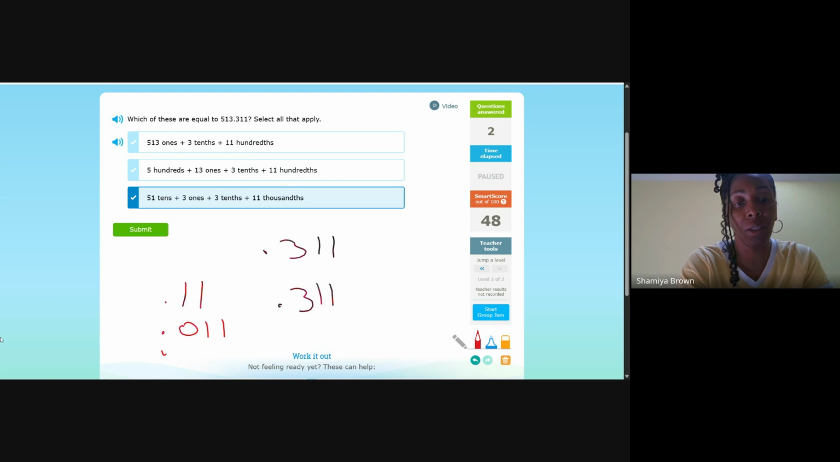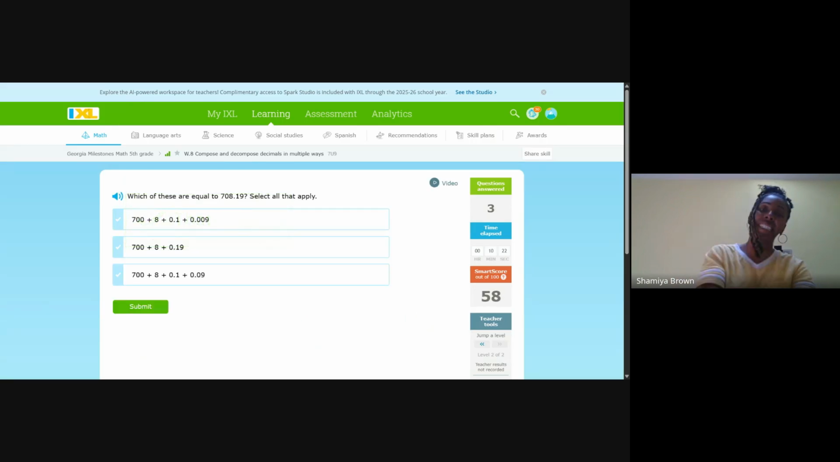Because if I put the 3 in the tenths place and then I put the 11, then the 11 is in the same place as it is right here, but not up here. So yeah, I think it's only this one. Watch, I'm gonna be wrong. Let's see. Oh, I'm right. Yes, I thought through it.